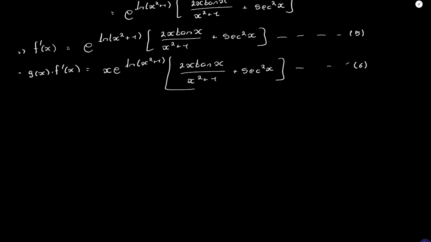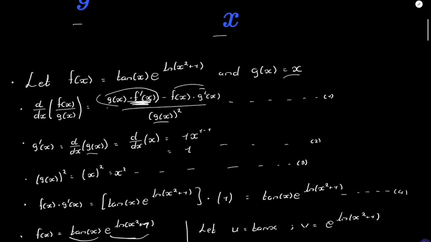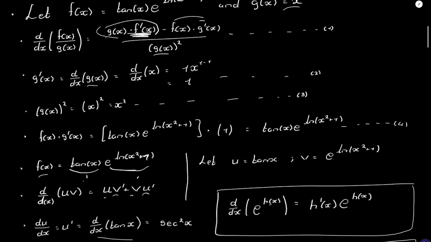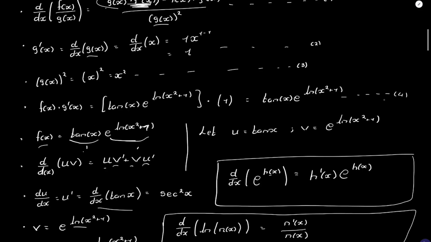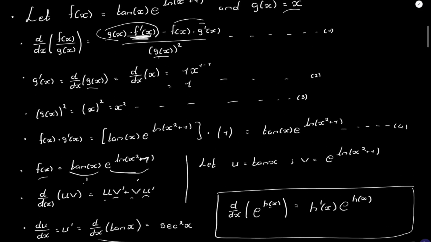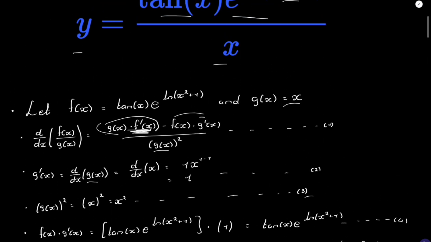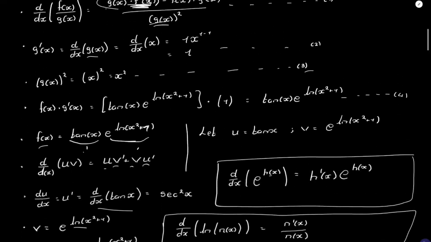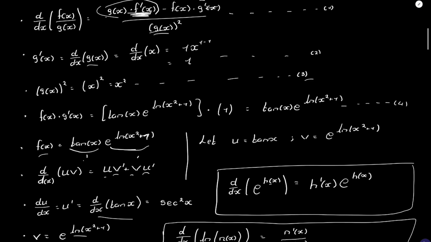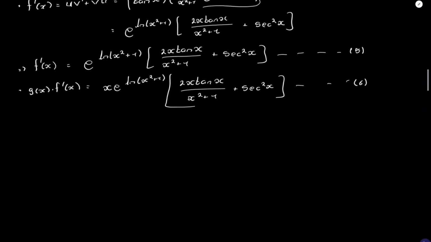Equation 6. So if you notice now we have our first term g of x, f prime of x, which is our equation 6. We have our second term f of x, g prime of x, which is our equation 4. We have our third term g of x squared, which is our equation 3. So in order to calculate the derivative of our complete function y, which is this first term minus this second term divided by this third term, we just substitute it perfectly. So let's move on. Let's substitute.